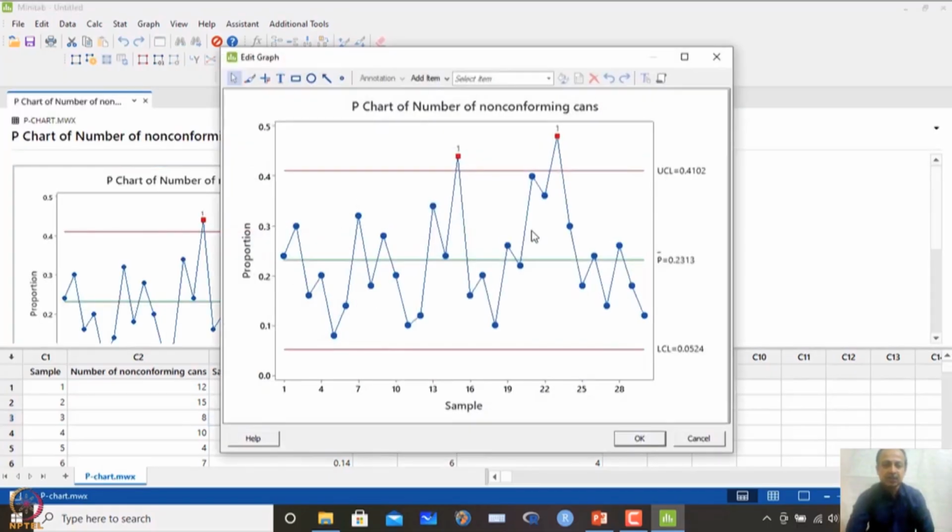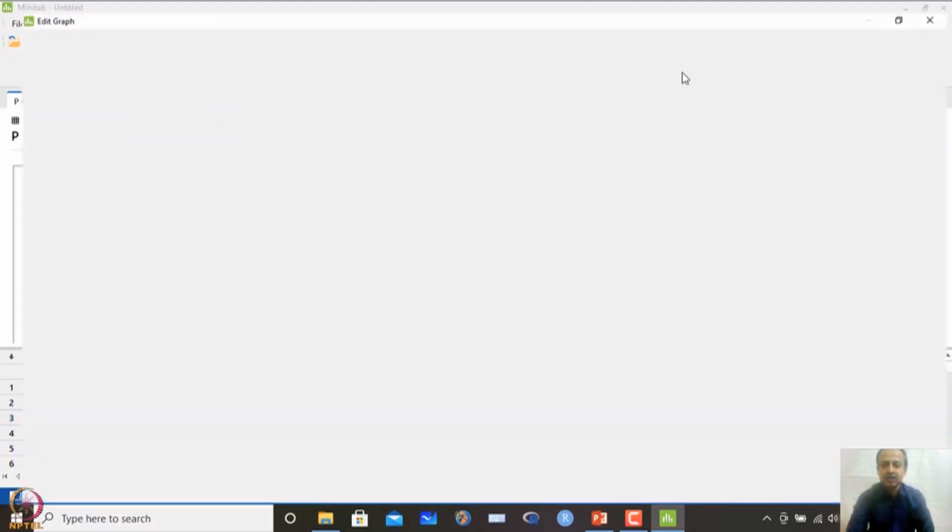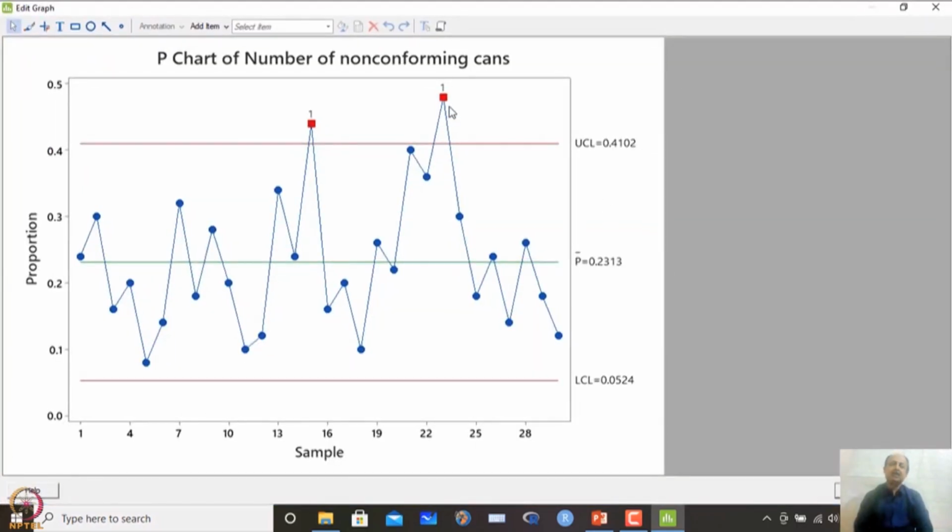In this case, 2 points are going outside, and these are the abnormal scenarios. So proportion defectives goes outside. The upper limit line is 0.41, the average is 0.23 and the lower control limit is 0.05. So 2 points have gone outside. We have to figure out what has gone wrong at this time point, when the proportion non-conforming is very high in these 2 points.